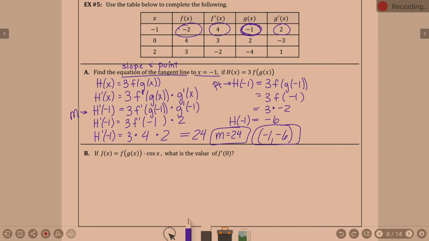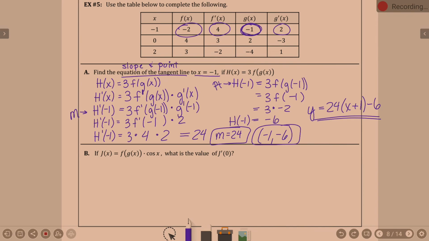Equation of a tangent line. Y equals... 24x plus 1 minus 6. Yep. Folks, slope of a tangent, or equation of a tangent line, we've got to be able to do this.